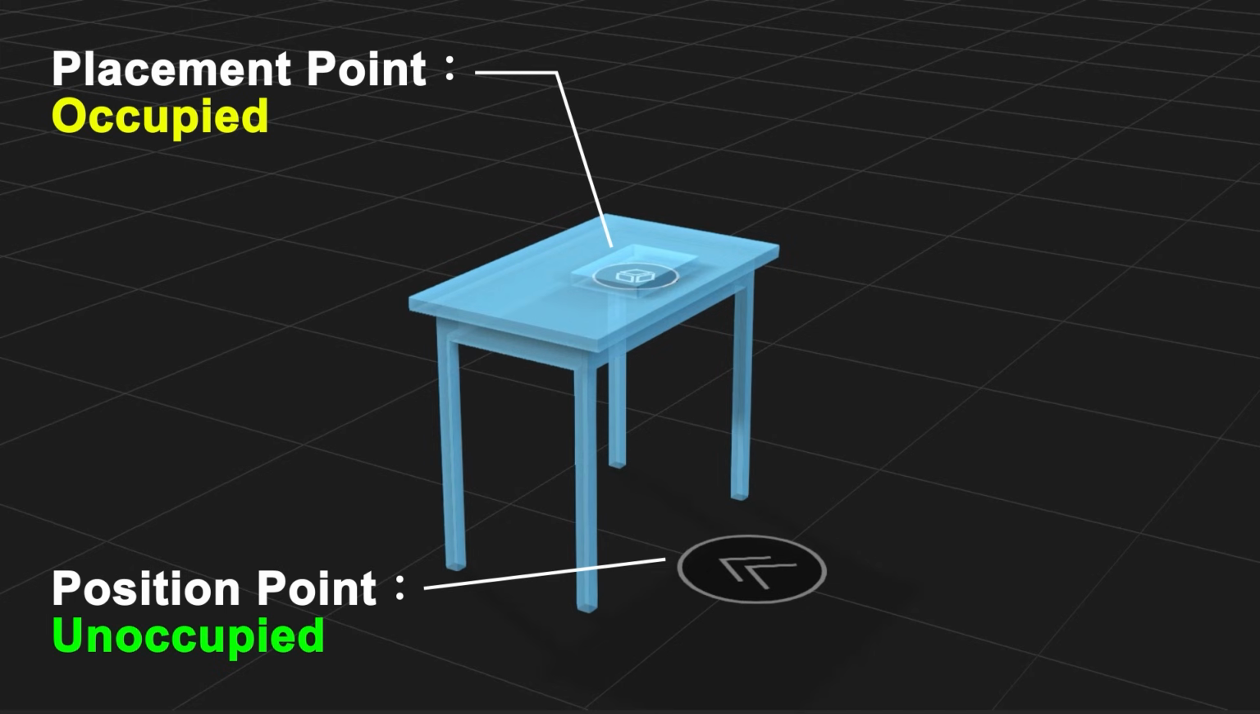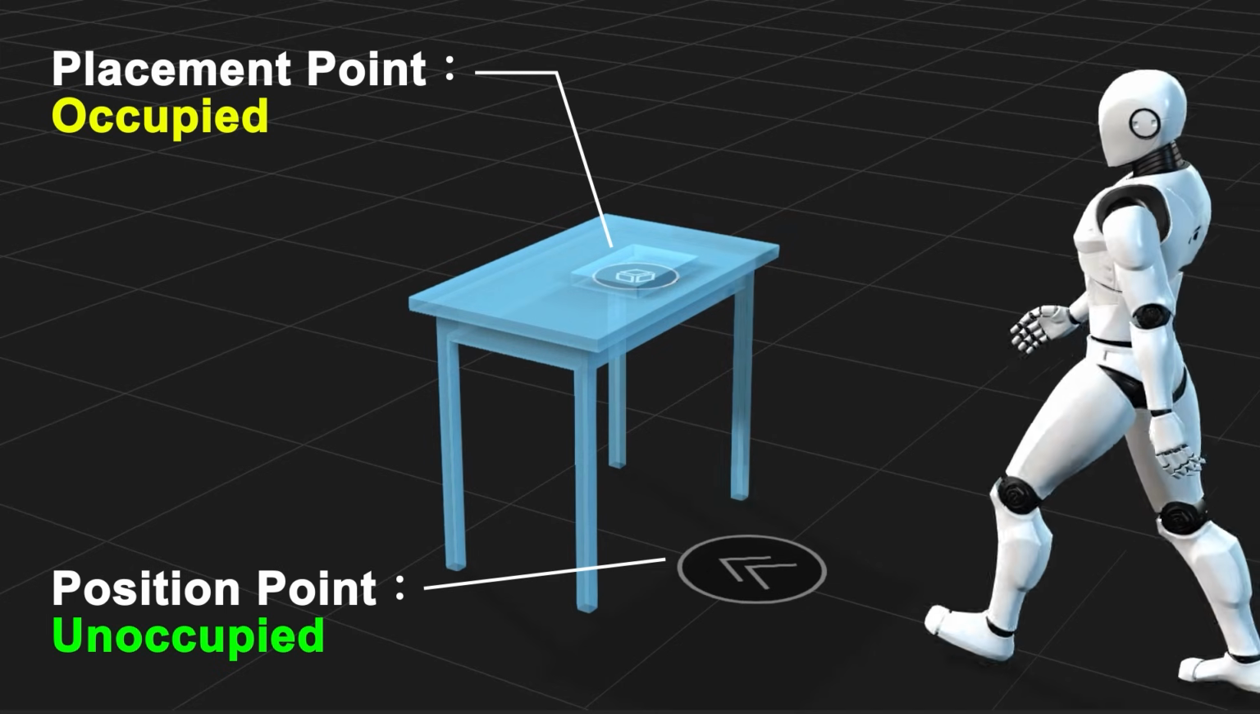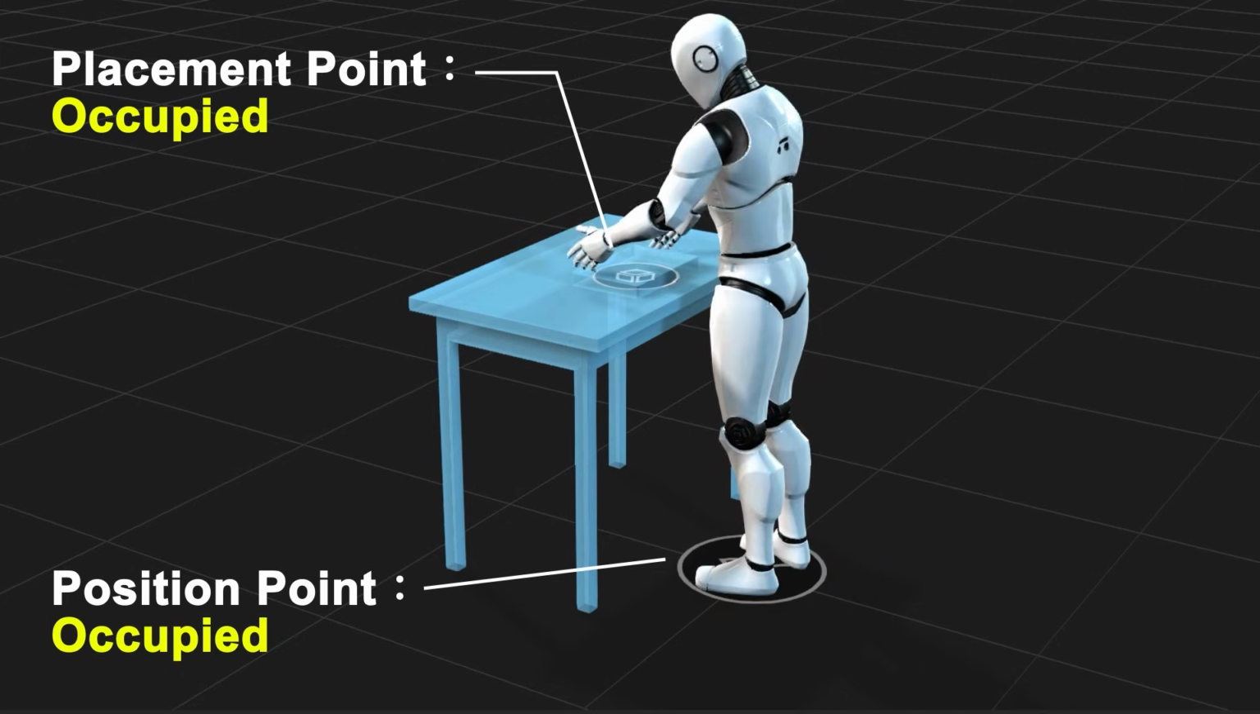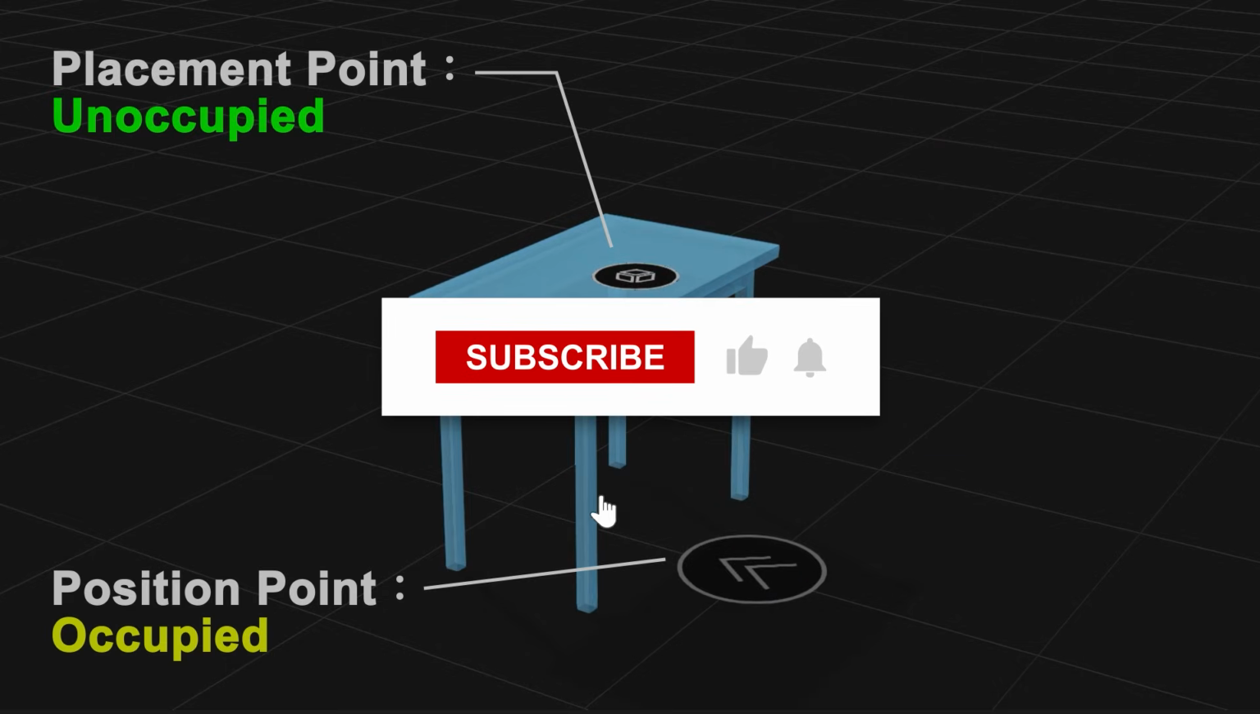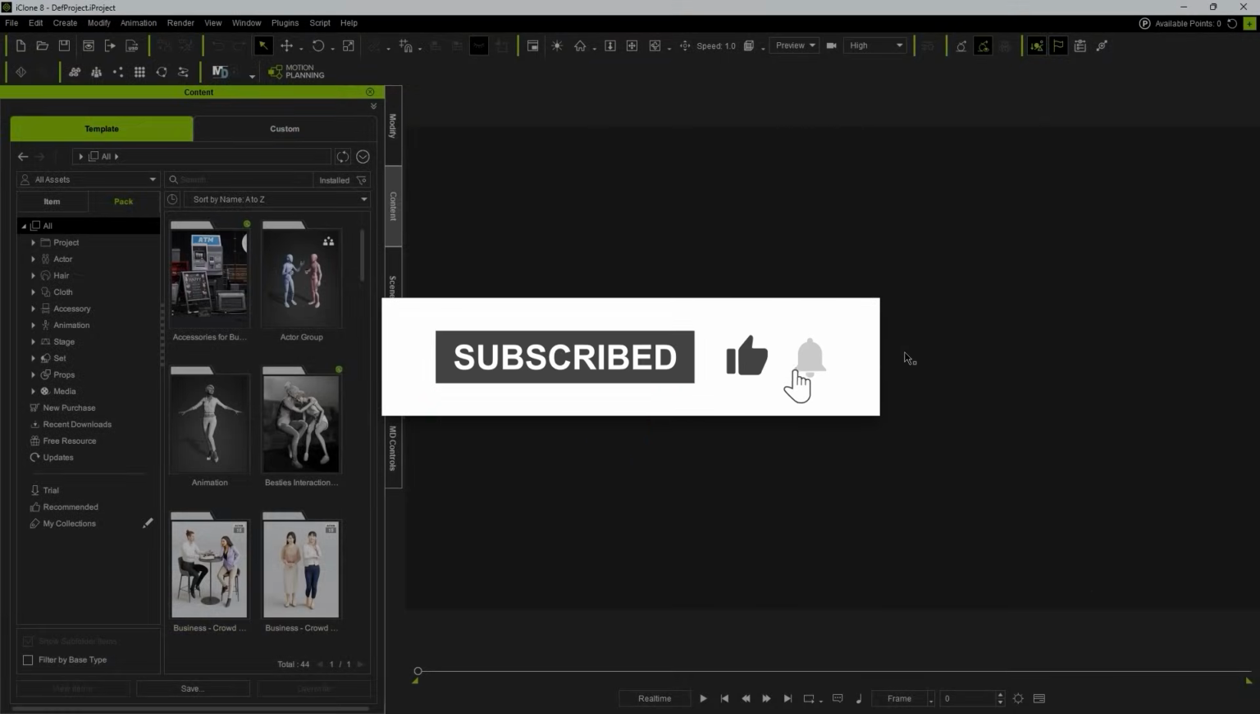A position point is occupied when a character interacts with it, and a placement point is occupied when an object is on it. Accurately detecting both is key for reliable simulations.